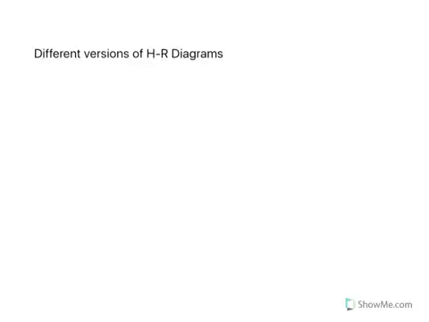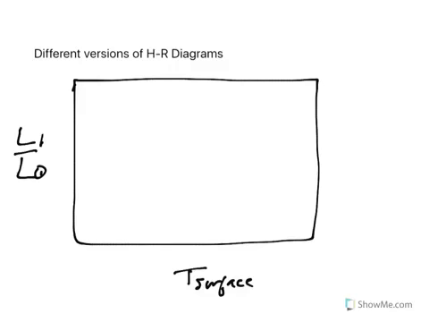In this segment, we're going to talk about the different versions of HR diagrams that you will see. The most commonly drawn version is the luminosity at the surface of the star versus the temperature at the surface of the star. The luminosity of the star compared to the luminosity of the sun is typically plotted on the vertical axis, and on the horizontal axis is the surface temperature of the star in units of Kelvin. Luminosity increases in the vertical direction, whereas temperature on the diagram increases to the left.